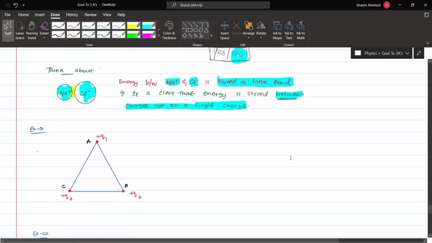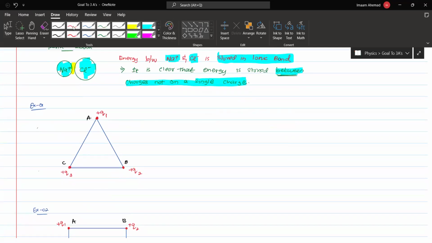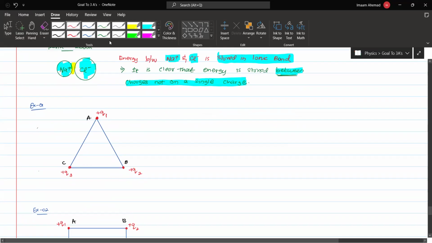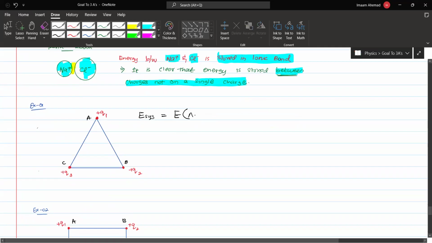Okay, let's look at this example. Can you tell me where the energy is stored? Here in this system, where's the energy stored? If you want to find the energy of the system, what you have to do is calculate the energy between A and B, plus the energy between B and C, and then the energy between C and A.